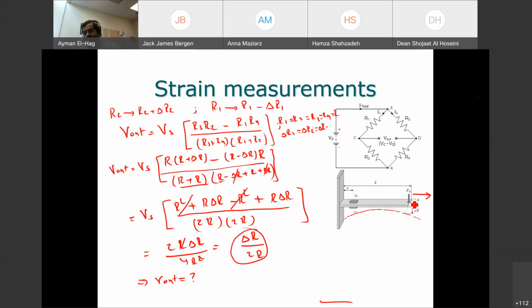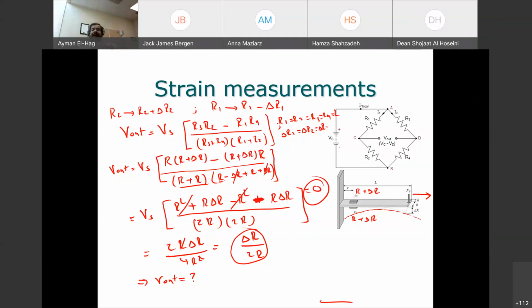Let's see here. When you stretch the beam, both R1 and R2 will increase: this becomes R plus delta R, and this becomes R plus delta R, because when you stretch it, both of them will increase. When you substitute here, this becomes plus, so if this is plus, this becomes minus, and you will get 0. So although you apply the force, you're still getting 0 volt. You will be fooled because you think that the system is balanced, that there is no force. You want that if there is any force, you get a voltage.